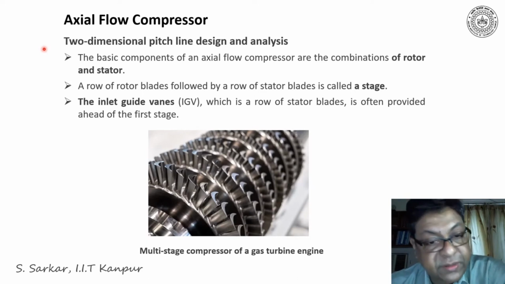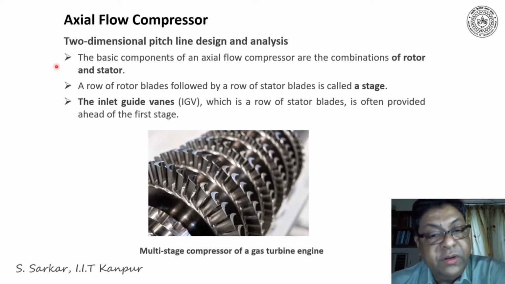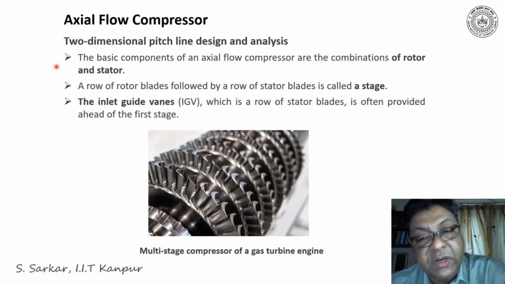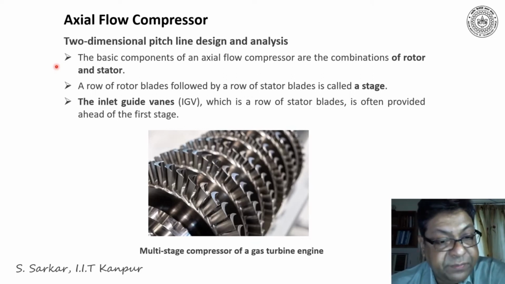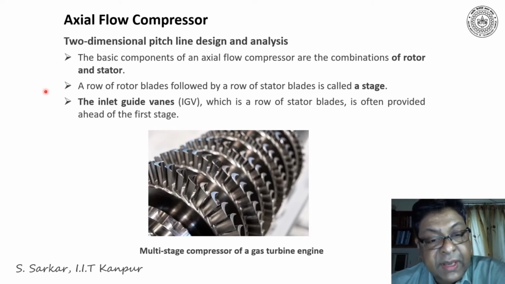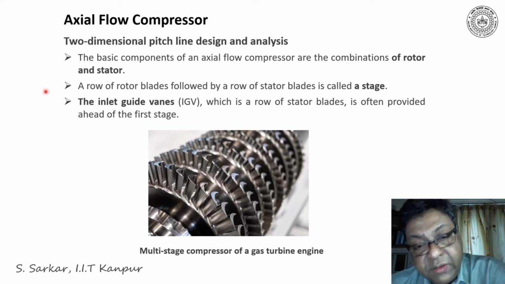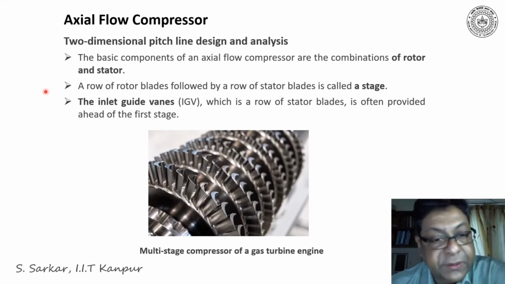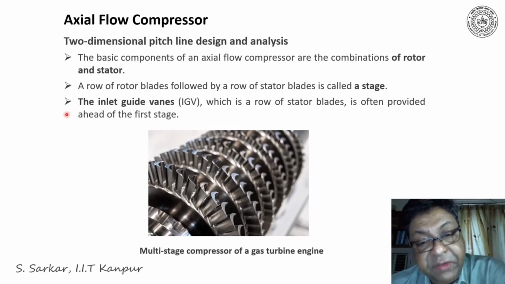I'll be limited here to the discussion of two-dimensional pitch line design and analysis of axial flow compressors. The basic components of an axial flow compressor are the combination of rotor and the stator. Thus, a row of rotor blades followed by a row of stator blades is called a stage. The inlet guide vane, IGV, which is a row of stator blades, is often provided ahead of the first stage of the compressor.